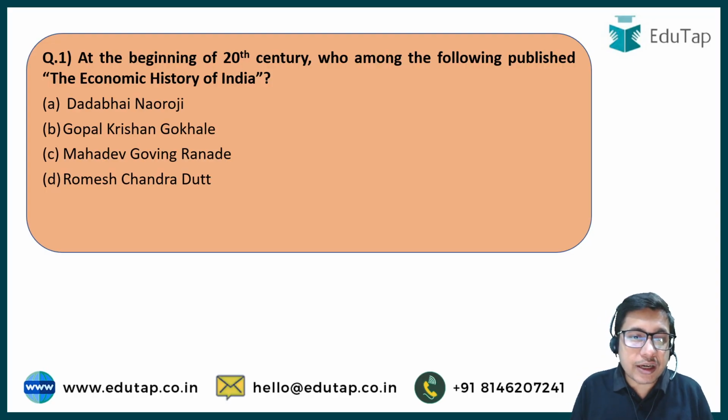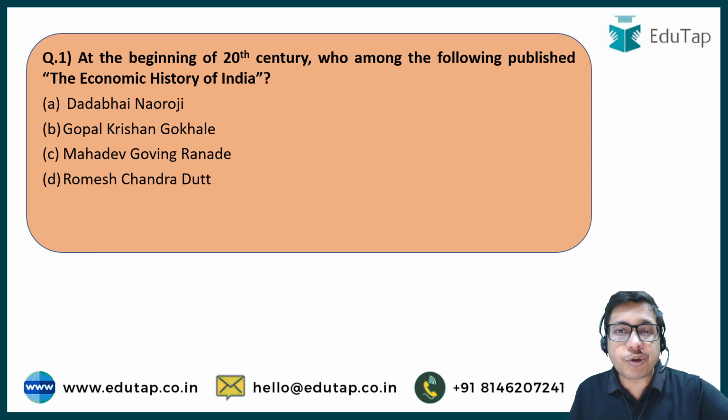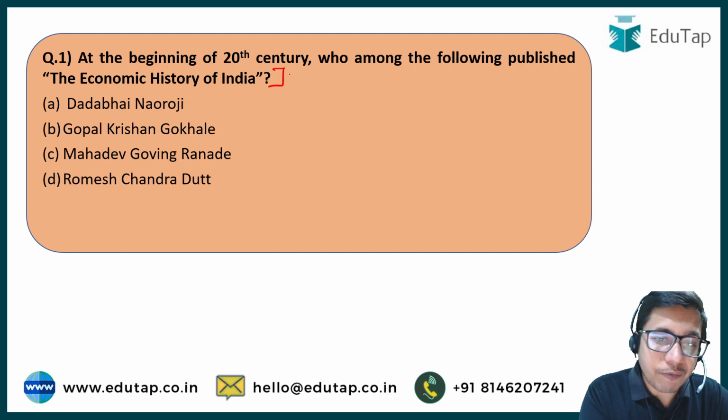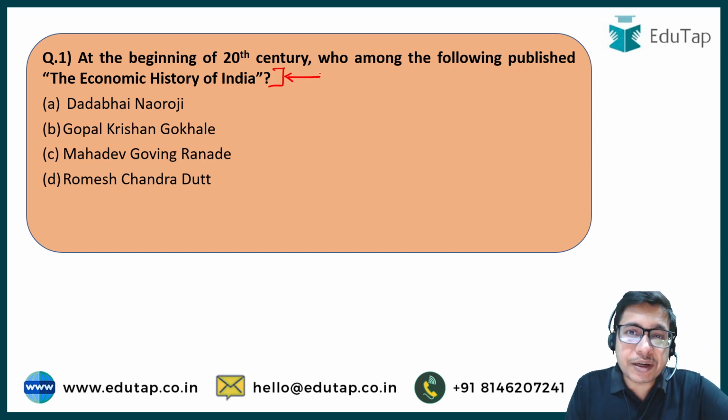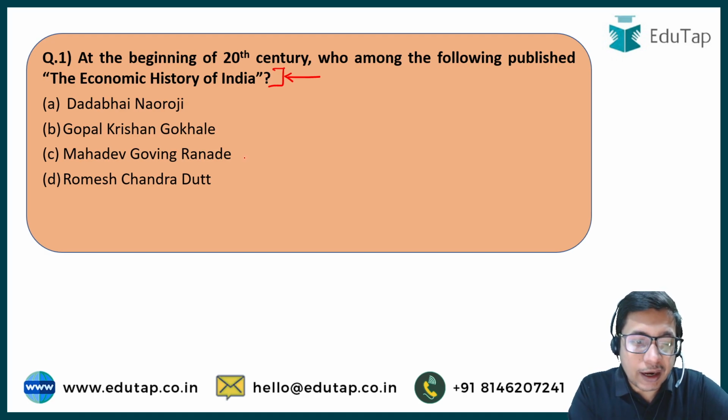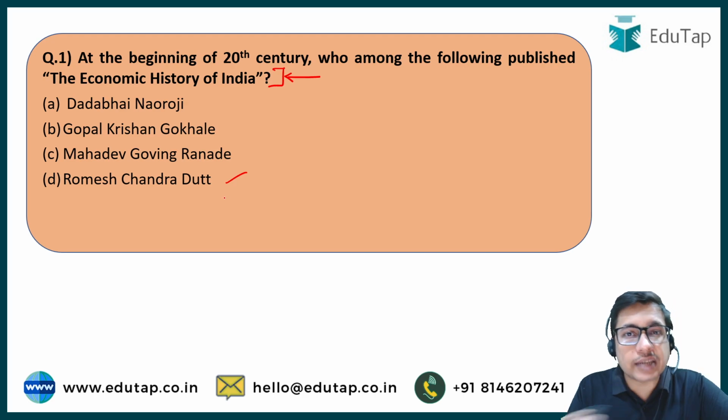At the beginning of the 20th century, who among the following published the Economic History of India? Now this is a very important work of literature, and it has been written by a very prominent personality. Who among the following four options is responsible for authoring this particular work? Dadabhai Naoroji, Gopal Krishna Gokhale, Mahadev Govind Ranade, MG Ranade, or Romesh Chandra Dutt, RC Dutt?